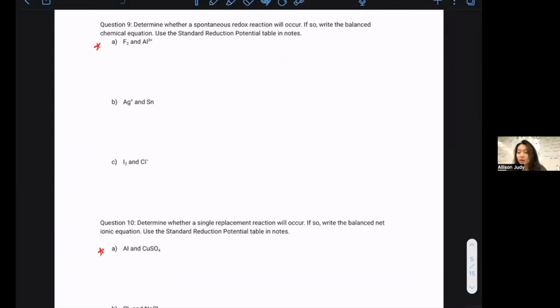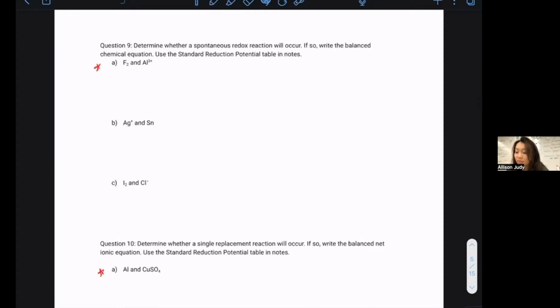Okay, so for question number 9, determine whether a spontaneous redox reaction will occur. If so, write the balanced chemical equation using the standard reduction potential table in the notes. So one thing that you have to remember is when we talk about spontaneous or thermodynamically favorable redox, when you look at the table, we want our reduction element to be above our oxidation element in order for it to be spontaneous.